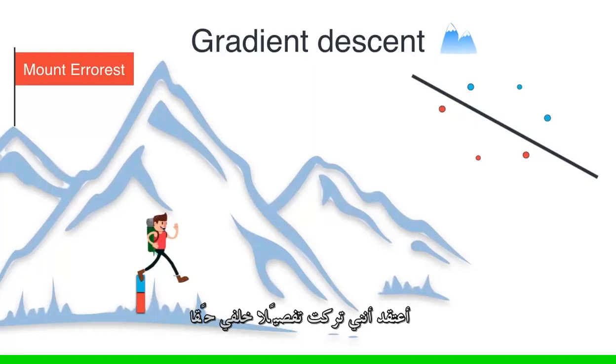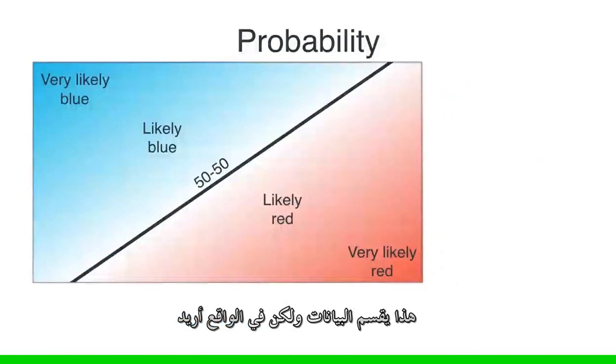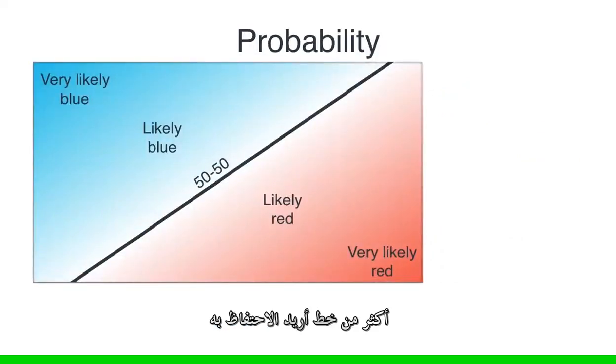But now I think I left a detail behind, right? I didn't tell you how to build this error function. So now I'm going to tell you how to build it. So let's remember what we're trying to do. We're trying to find a line that splits the data. But actually, I want more than a line. I want a whole probability function. So I want to be able to color every single point in the plane.